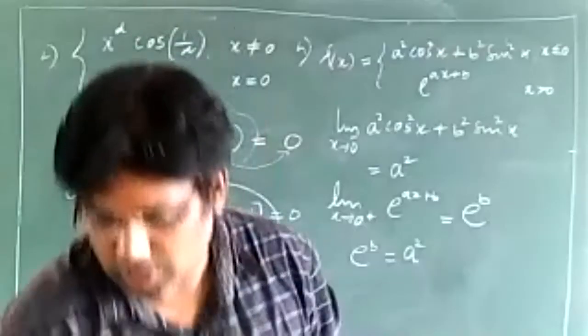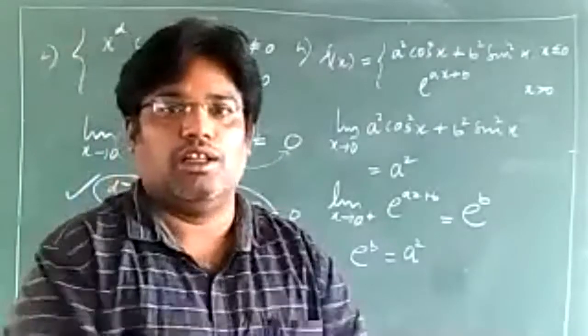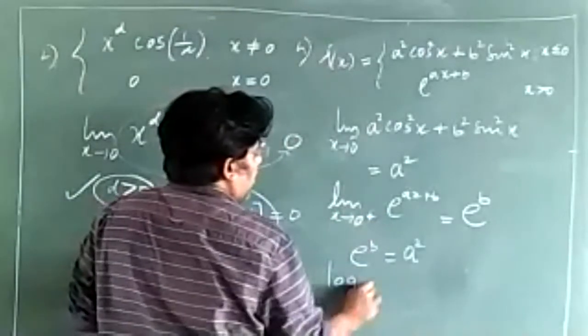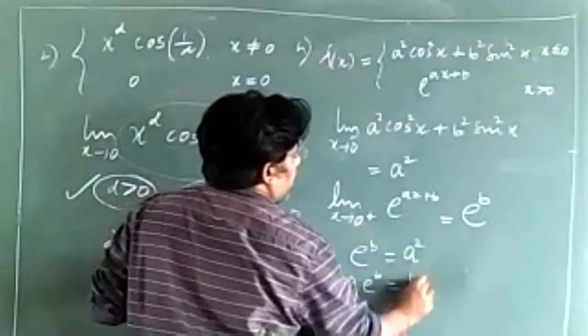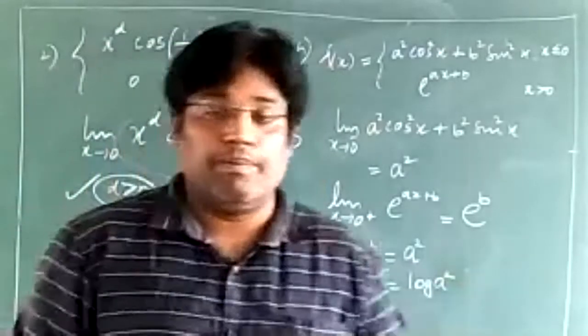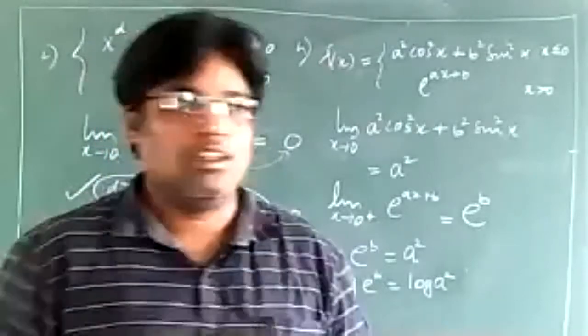But there is no such option. In the options we don't have something like e to the power of b is equal to a square. Here the options are in terms of log. So what I do is I take log on both sides. See what happens. Log e power b is equal to log a square. I am using the property log a power m is m log a. Clear?